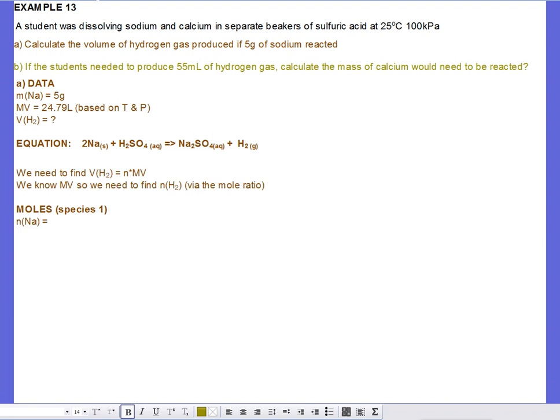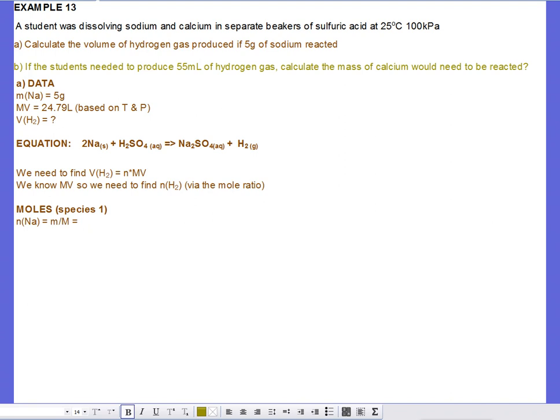And the next thing we need to do is find the volume of hydrogen. And we know the equation for that is number of moles times molar volume. We know the molar volume, so once we find the moles of hydrogen, we can solve this problem, and we can find the moles of hydrogen via the mole ratio using the moles of species 1, which we can calculate. In this case, species 1 is sodium, because we've been told the mass of sodium.